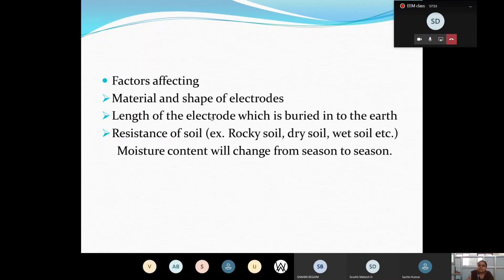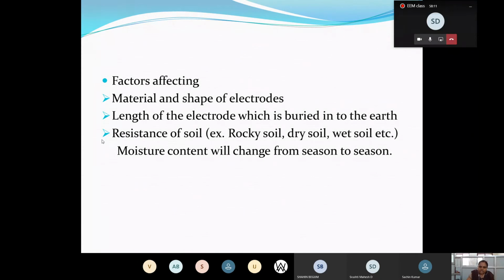Next, length of the electrode which is buried, means inserted in the earth. How much is it going to be inserted? Is it only on the top of the soil, or is it going to be inside fully? We have to check once before we bury the electrodes.